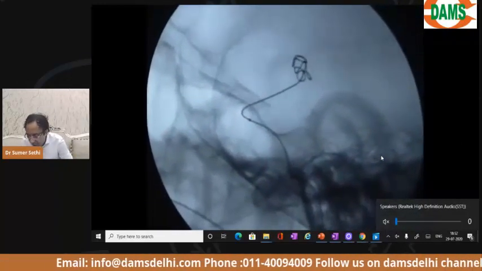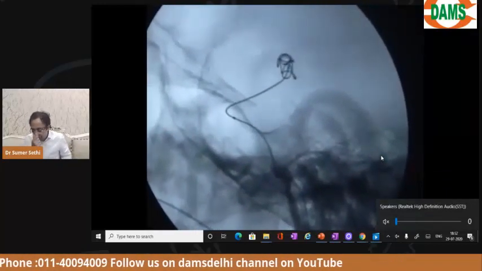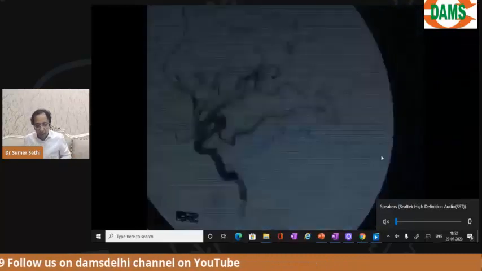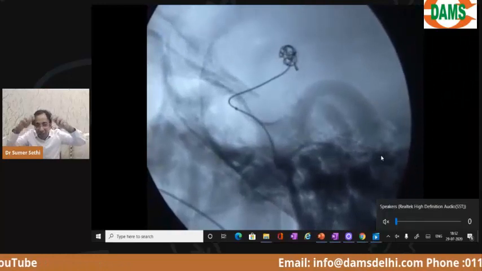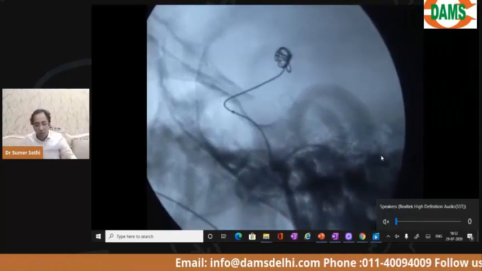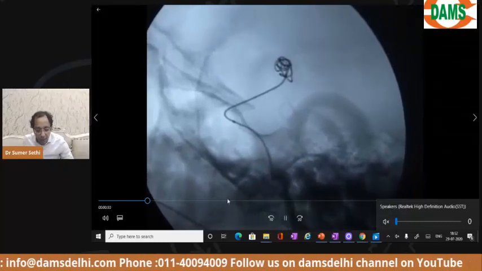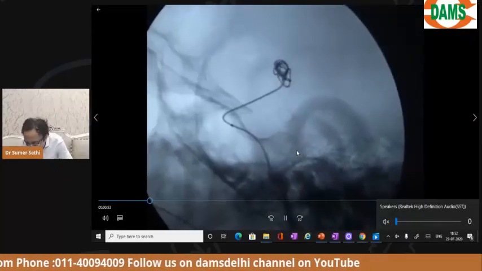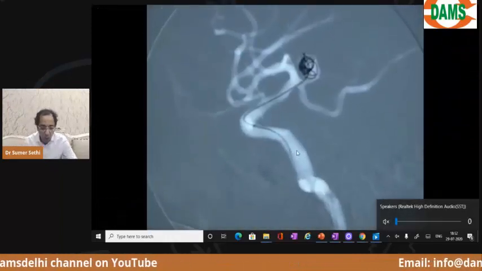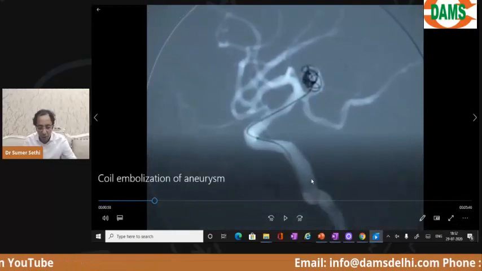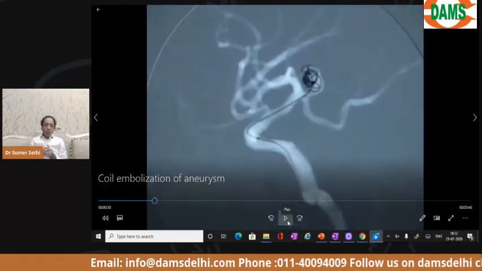So while doing DSA, if I take the catheter and I take a micro catheter and I fill up the entire aneurysm, I can actually obliterate the lumen of the aneurysm like this. This procedure that you are seeing in front of you now is called as endovascular coiling. This procedure that you see here is called as endovascular coiling. Can you see here or not?